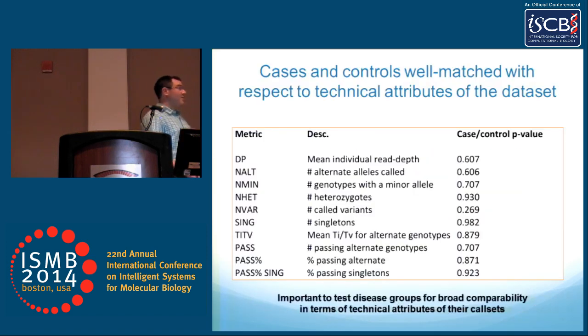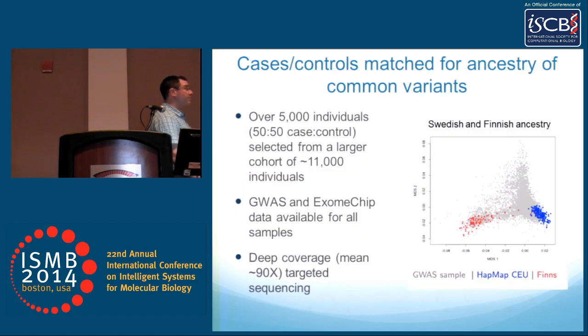Moving on very quickly to the population, the second study, we'll go through this quickly. One of the important things we wanted to look at was, are the cases and controls well matched with respect to technical attributes of the data set? And this is important just so that you know that any case control analysis you do downstream is well matched. So we looked at depth, number of variants, things like that, and none of them were significantly different between cases and controls overall, which is good. That's a technical sort of QC.